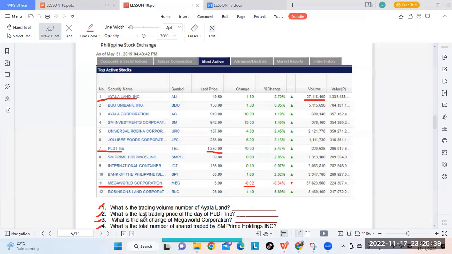Number 4. What is the total number of shares traded by the SM Prime Holdings Incorporated? SM Prime, number 8. SM Prime Holdings Incorporated, and the total number of shares. Okay, that is 7,313,100.